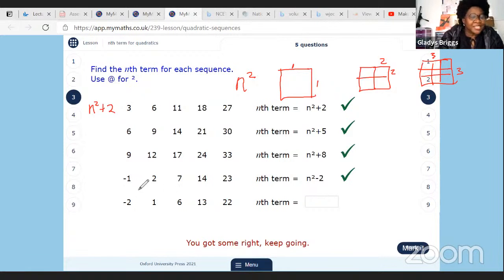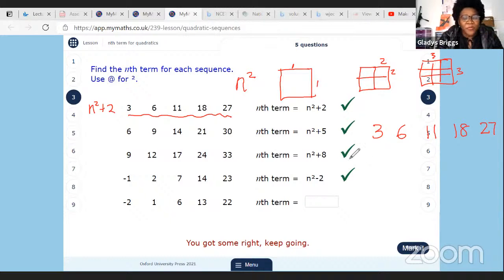These are the sequences that they've given us, but we need to find out what the nth term of that sequence is. So what we do is we write out the sequence and then we compare it to the sequence of square numbers. Then we subtract to find the difference. Is it add 2 or add 1 or add 5 or add 7? That's what we're doing. For question 1, we did 3, 6, 11, 18, and 27. And then the sequence of square numbers is 1, 4, 9, 16, and 25.